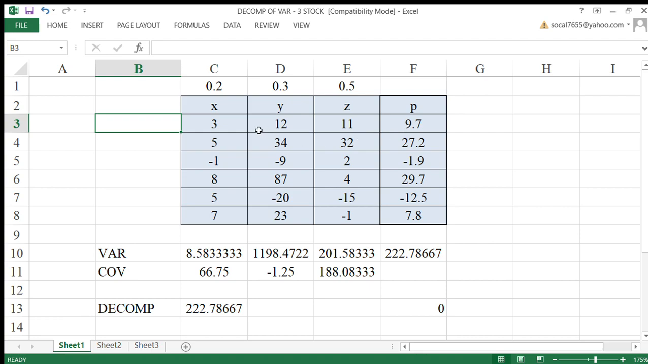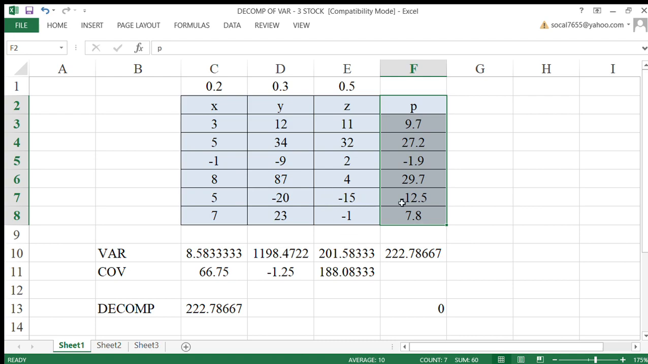Now, we can calculate the variance of all the numbers that you see here in the dark blue, and here, all the numbers you see in the dark blue. Here's the variance of the X's, here's the variance of the Y's, and here's the variance of the Z's. And of course, we can calculate the variance of the portfolio values that you see in the dark blue, and it ends up being 222.78667% squared.